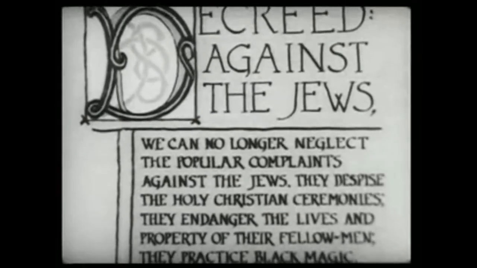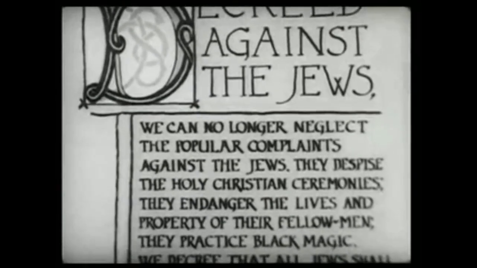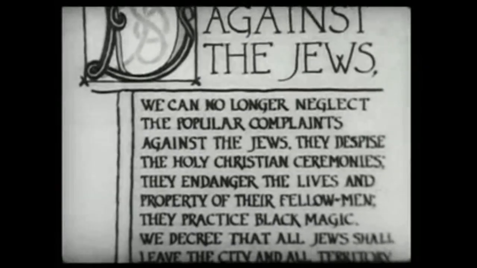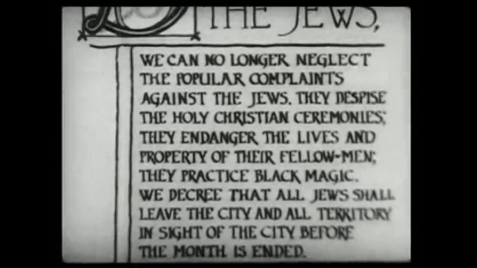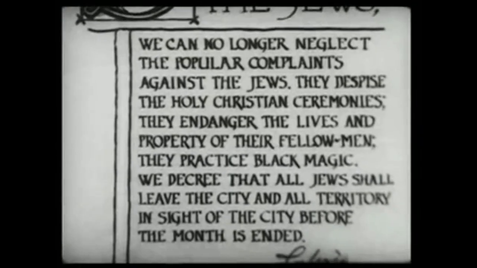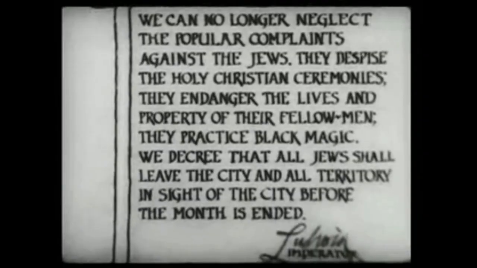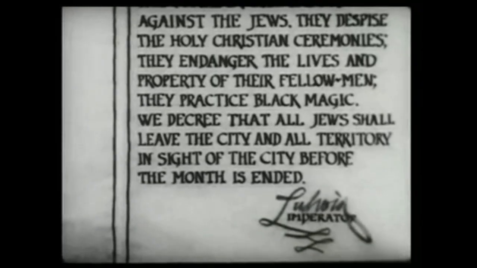So the basic plot is, the film is set in a Jewish ghetto in 15th century Prague. Rabbi Lowe, a scholar and a scientist, is the head of the Jewish community. The emperor signs a decree declaring the Jews must leave the city before the new moon. He says he is expelling them due to their not observing Christian holidays and practicing black magic.